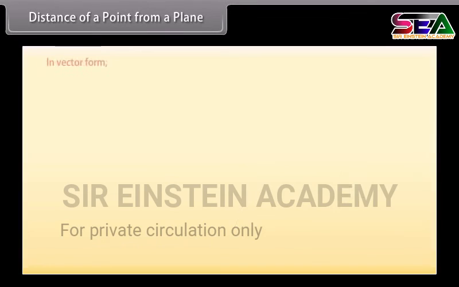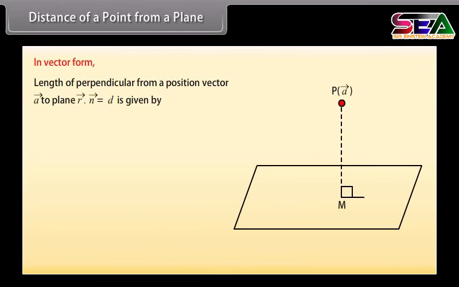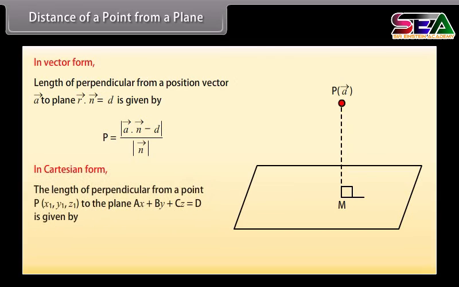Distance of a point from a plane. In vector form, the length of the perpendicular from a position vector A to the plane dot product of vector r and vector n equals d is given by the following formula. In Cartesian form, the length of the perpendicular from a point P, x1, y1, z1 to the plane ax plus by plus cz equals d is given by the following.